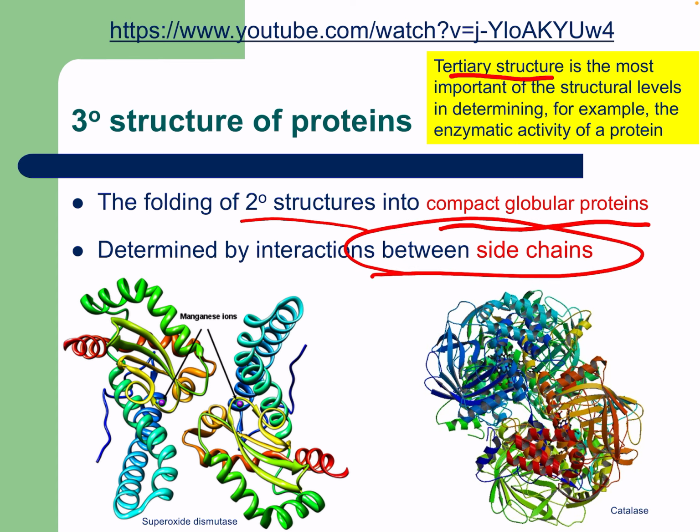So this can be either electrochemical attractions or repulsions, as well as different enzymes and stuff like that. Here's an example of some proteins with superoxide dismutase, where we can see these manganese ions. Those are helping form the chain, they form the shape, and we also have here an example of catalase.